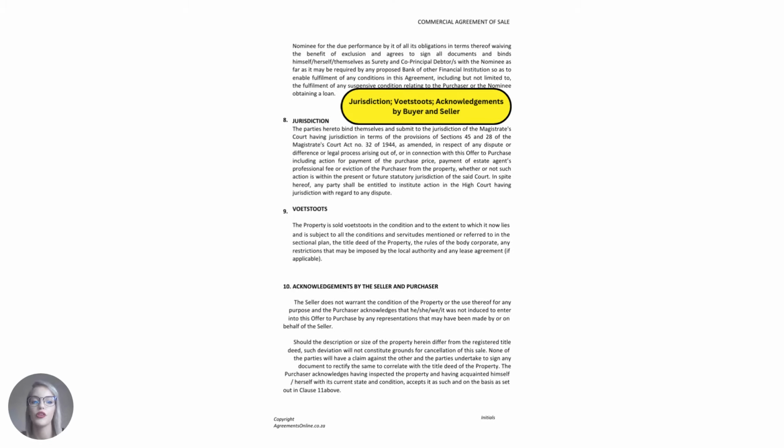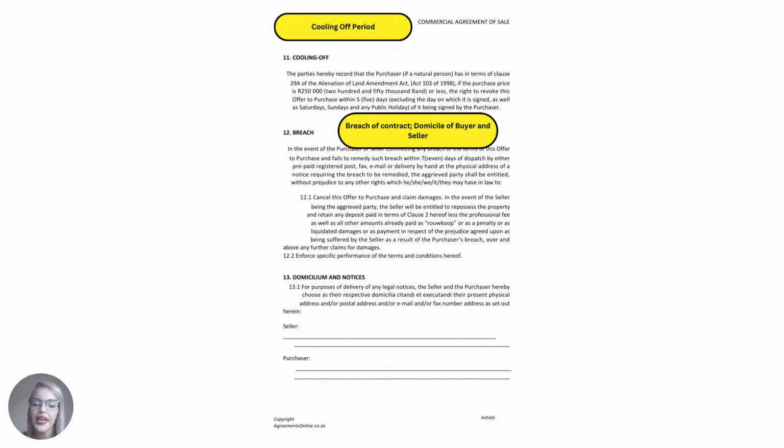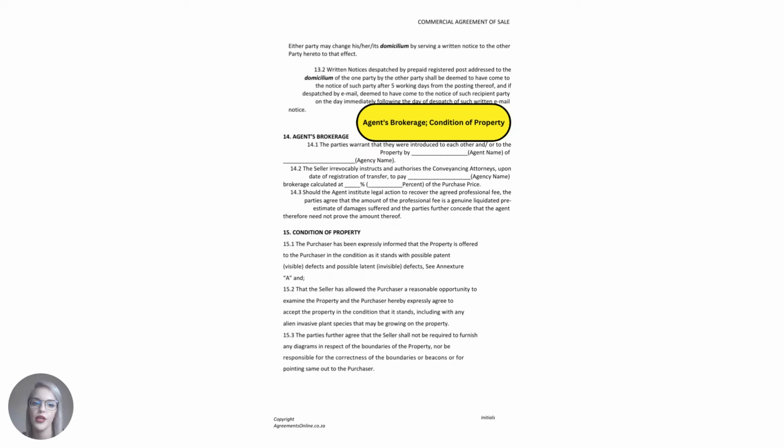The agreement further looks at jurisdiction and voetstoots. Now, voetstoots just says that the buyer buys the property as it currently stands. And then just any acknowledgements made by both the buyer and the seller in light of this agreement. The agreement then has the cooling off period as provided for in law, and also looks at the breach of contract, as well as noting down the domicile of both the buyer and the seller. Now, under domicile, you want to fill out your residential address as well as your email address.